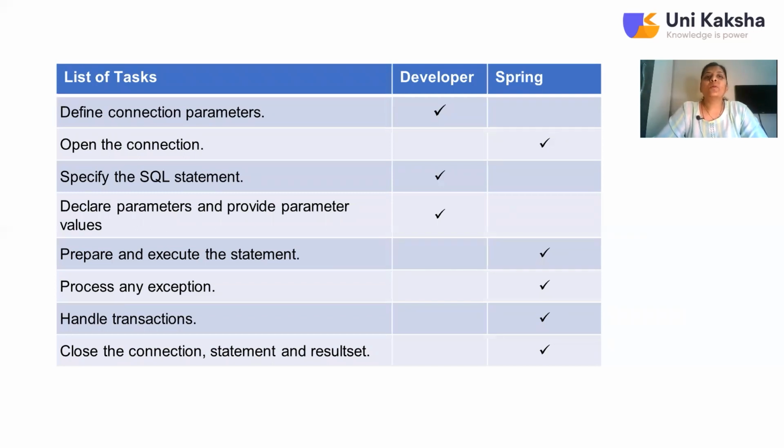Now, as I told you, the JDBC template class is going to reduce your work a lot, and it is going to save your time. So here one table is mentioned which will show you what kind of tasks the developer has to do and what tasks the Spring framework is going to provide for you. This is the list of tasks. Whenever you are deciding to create any kind of databases, or you're deciding to connect your application with the databases by using JDBC, then these are the primary tasks which you have to perform.